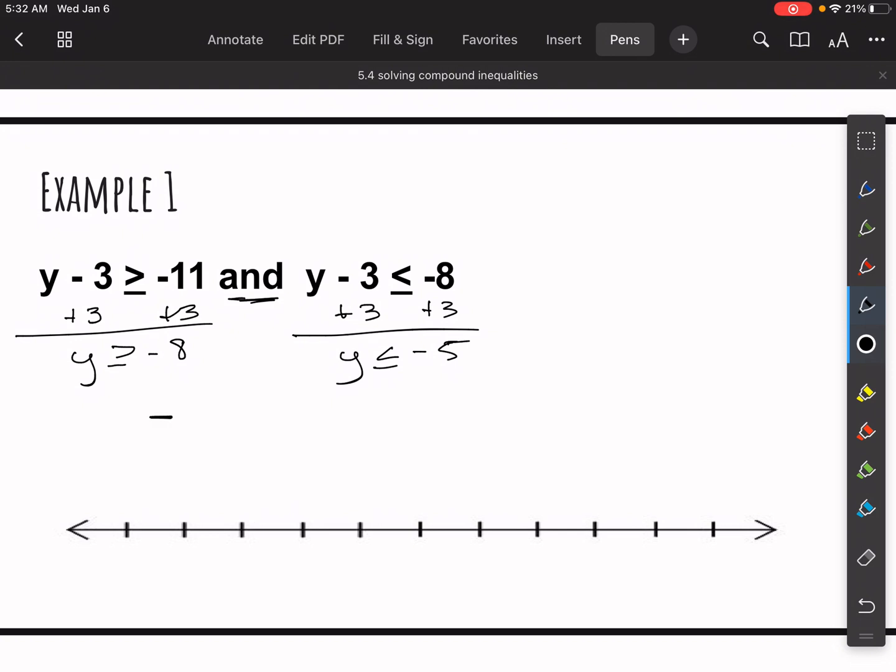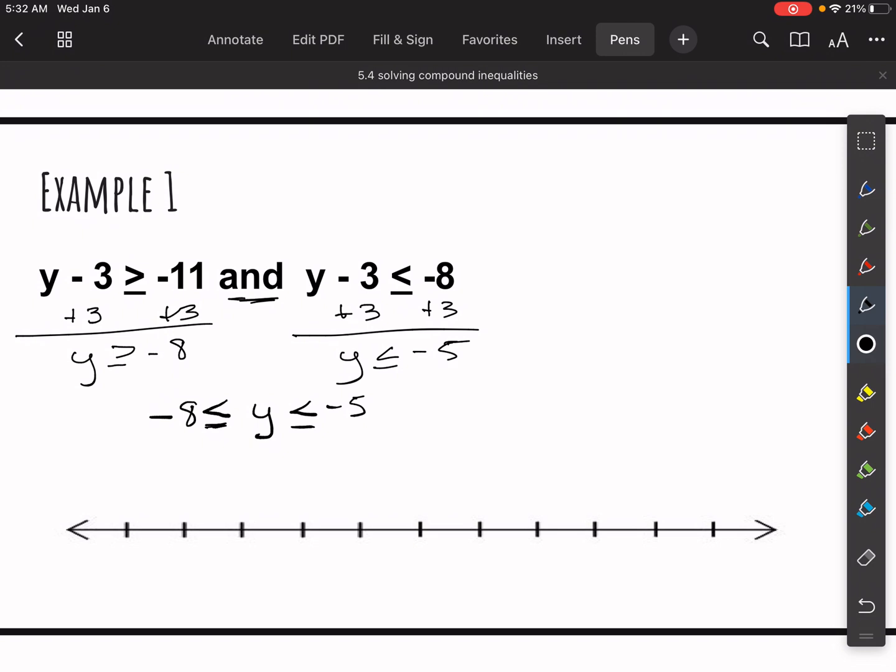So we're going to start at negative 8, and the alligator is going to eat, notice it says or equal to, it's going to eat the y, okay? And then on the other side, we have negative 5. So it's saying the y value is between negative 8 and negative 5.